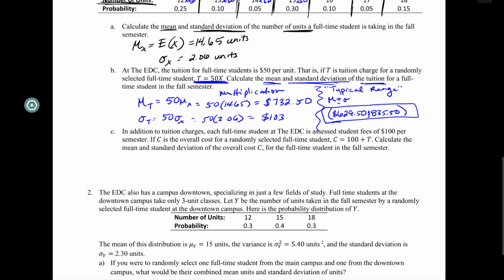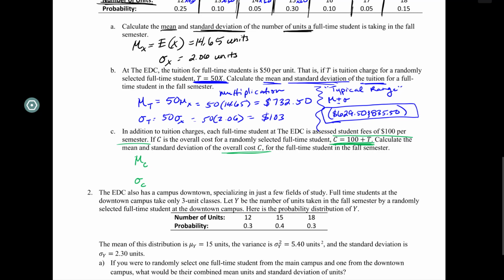Now, the next question. In addition to tuition charges, a student at the EDC is also assessed student fees of $100 per semester. If C is the overall cost for a randomly selected full-time student, then C is equal to 100 plus T. Now we want to calculate the mean and standard deviation for the overall cost. So now we're looking at what's mu sub C and what's sigma sub C.